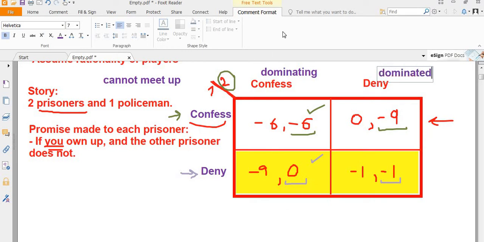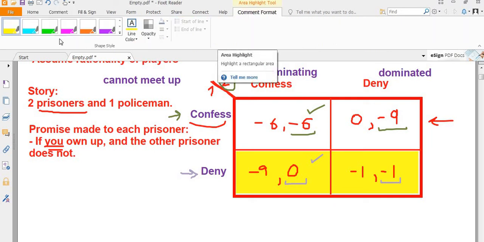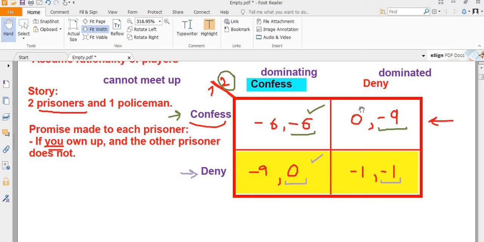This is the one which is dominating, the better one, the one which always is superior, and deny is a dominated strategy. Similarly, if I now look at what player 2 thinks: okay, fine, cool. If player 1 decides to confess or deny, I don't care. I'm always better off confessing. So I might as well confess. I don't care what the other person does.